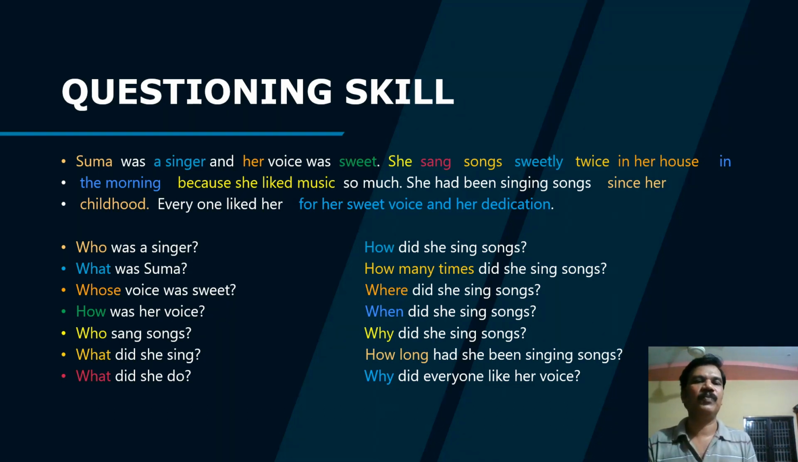Next, a singer. Profession. So, what was Suma? Her voice. Whose voice was sweet? Sweet. How was her voice? Sweet. She. See, who sang songs? You can replace it with who, because nouns and pronouns are replaced with interrogative pronouns. Next, sang, verb. What did she sing?